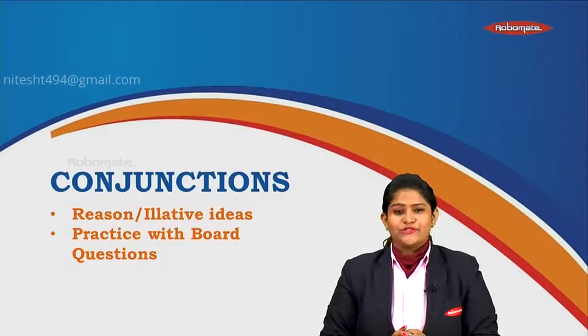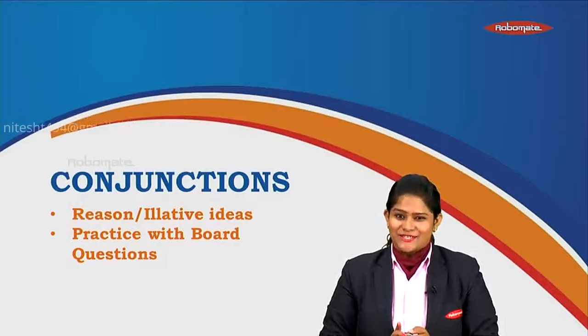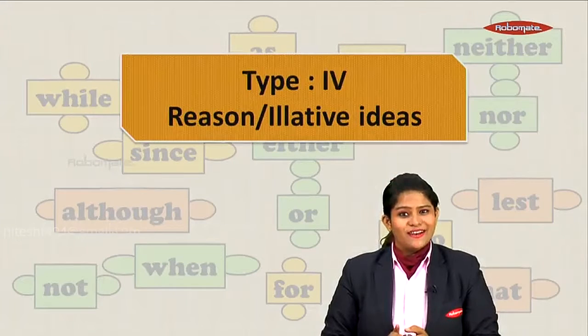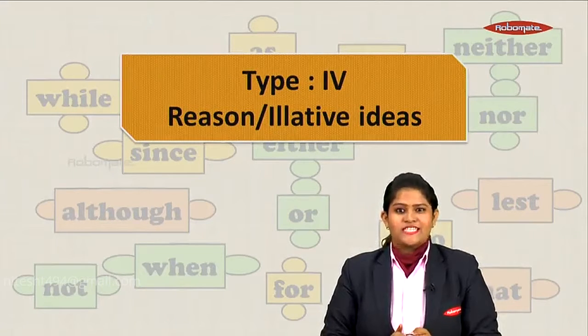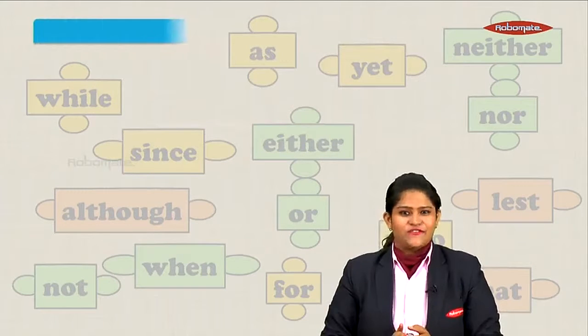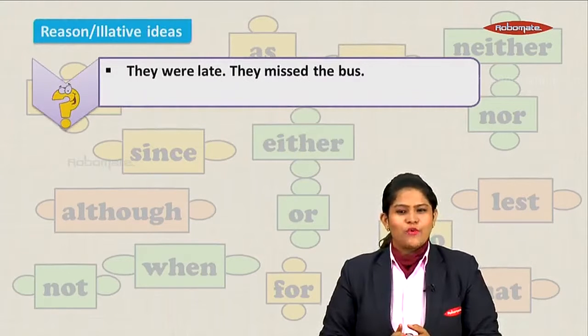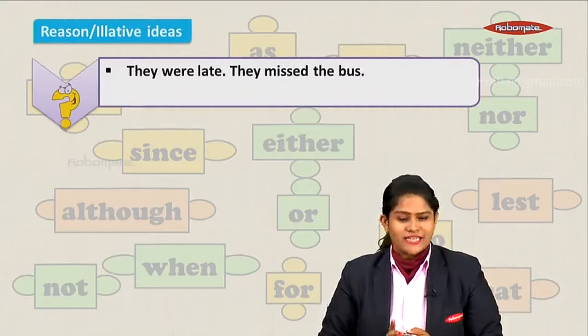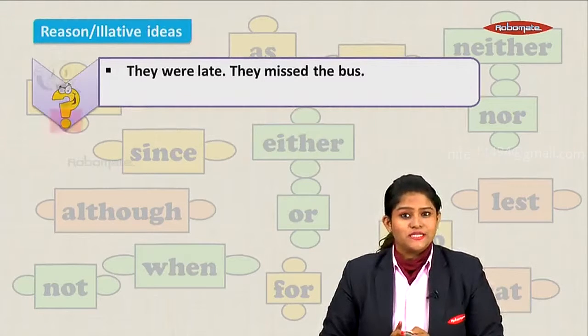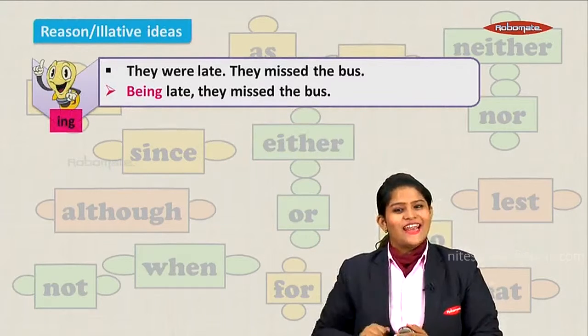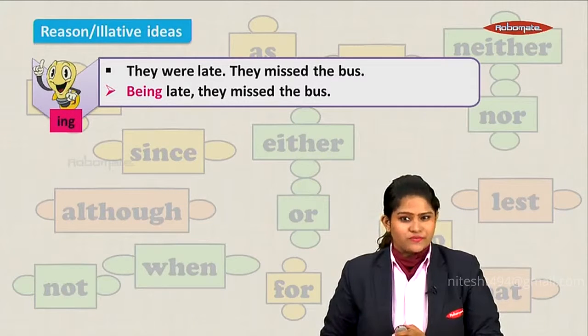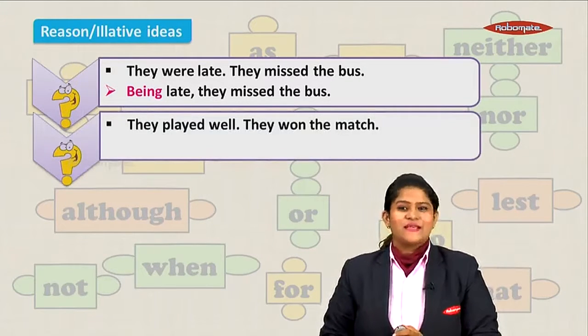We are now moving ahead to the last module of this section, wherein we would be learning the fourth type, that is reason and related ideas. So let us see what kind of a sentence could we have under this type. They were late, they missed the bus. So here again I could join it with an ing word. Being late, they missed the bus.